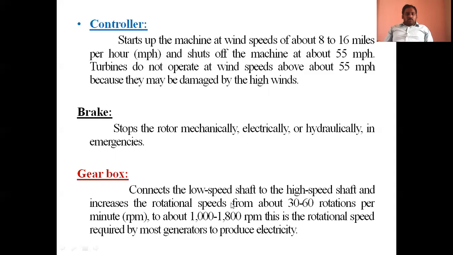That means 30 to 60 rotations per minute to about 1000 to 1800 RPM. They can convert 30 to 60 RPM speeds into 1000 to 1800 RPM speeds, which is only due to the gearbox. Gearbox is a speed converter here to convert low speed to high speed, because the generator does not accept low speeds. At low speeds power generation is also low. That's why, due to this gearbox, the generator shaft provides high speed, and the power generation from the wind power generation is also high. That is the main reason why we install a gearbox.